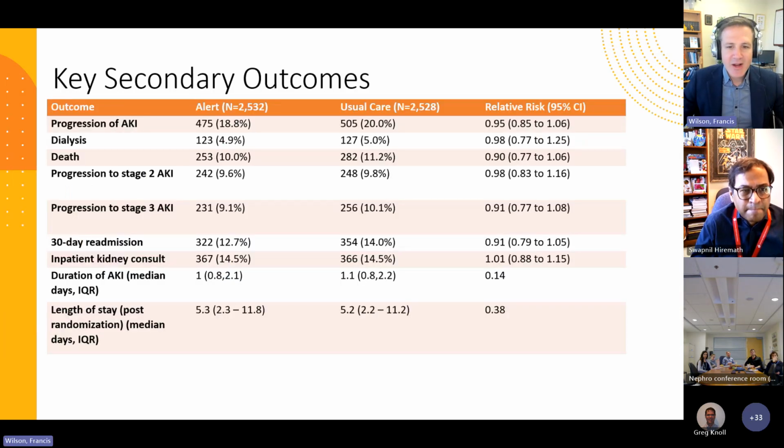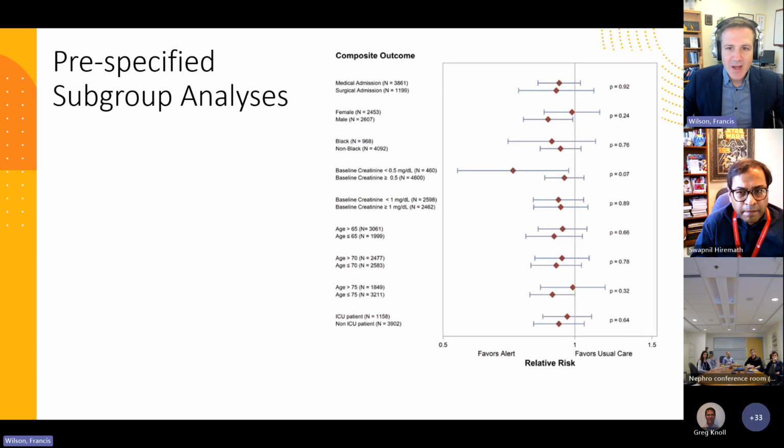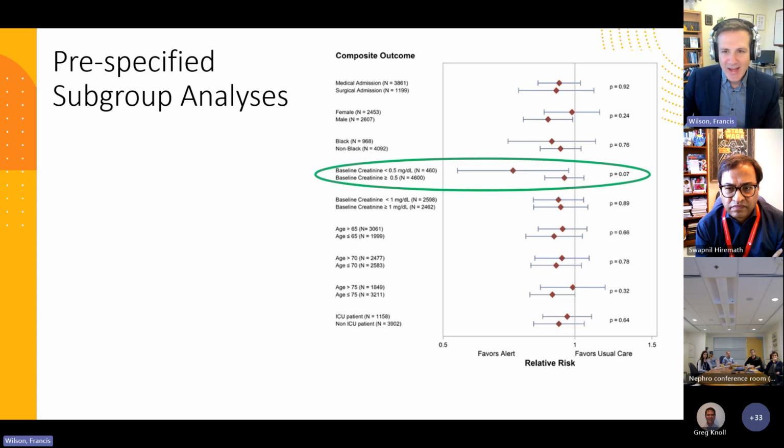In terms of our secondary outcomes, I won't go through them all. I'll give them here. In general, you can see some modest effects without much statistical significance. And then our subgroup analyses, if you kind of blur your eyes, you can see that the broad effect is pretty similar across all subgroups. The only exception, I will say, is this interesting baseline creatinine, low baseline creatinine subgroup.